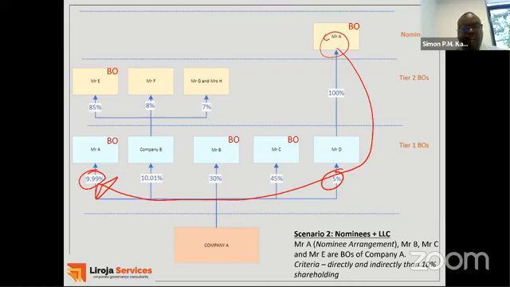However, if Mr. E had 80%, Mr. F 10, and Mr. G and Mrs. H 10, then yes, they would be beneficial owners.